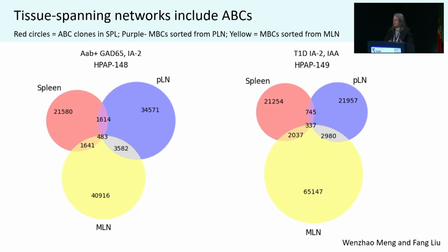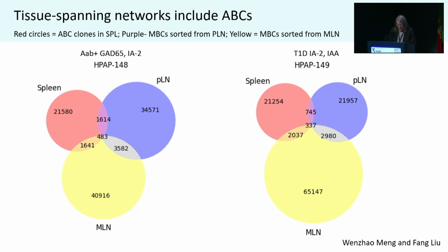So then we wondered whether these ABCs actually span different tissues in some way, because the thing that was confusing to us is that ABCs are primarily in the spleen, but how do we get to ABCs in the pancreatic lymph node or the mesenteric lymph node? If you look at clonal overlap, all these red clones here are in the spleen that are ABCs. There's a significant number that overlap with the pancreatic lymph node, but now they can't possibly be ABCs anymore because the frequency of those ABCs is very low.